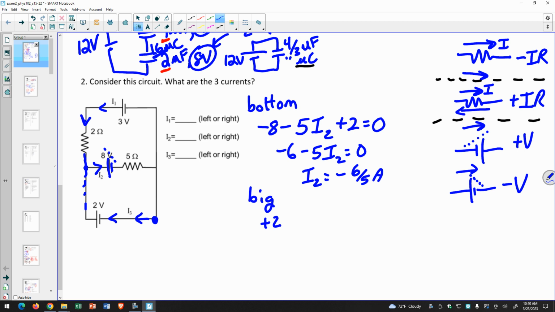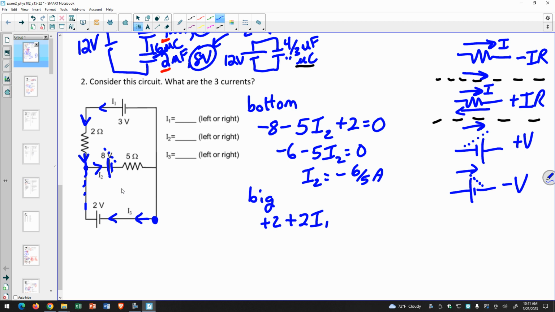Notice my current is going in that direction. It's going to be plus 2 times the current, and that current is I1. Remember, that current flows through that entire branch. So be careful when you're going from one branch to another that you realize the transition in the current. Whenever I cross a junction, now I've got a new current that I'm dealing with.